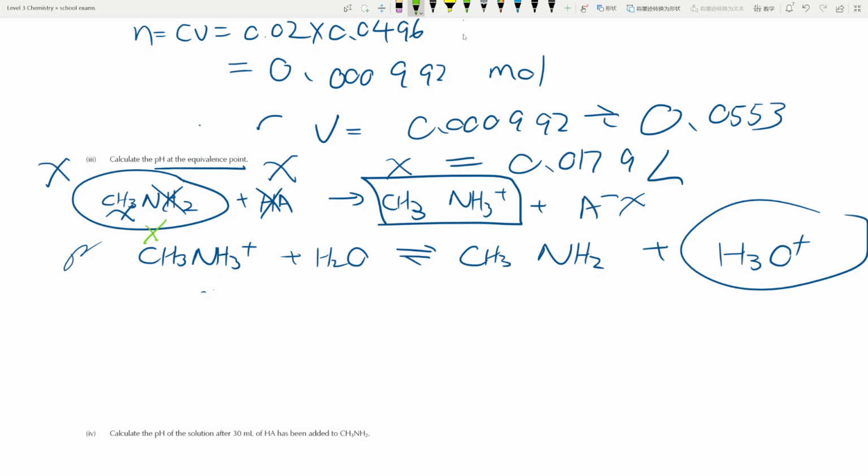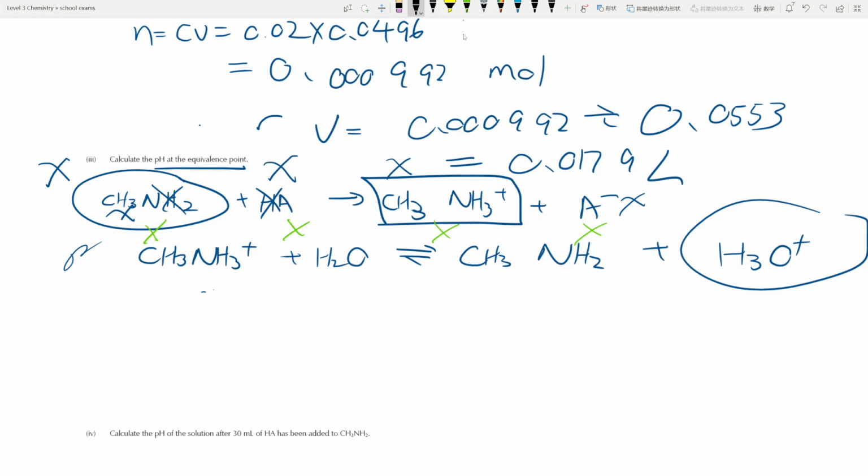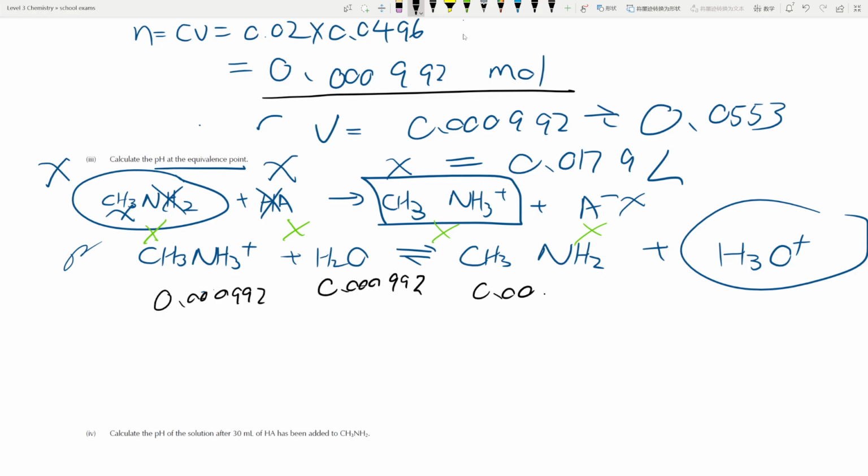Alright, so if this is X, that means we already calculated the mole from previous parts before. So we already know the mole from here. So this is going to be 0.000992, this is going to be 0.000992, this is going to be 0.000992. Okay, so this is gone.